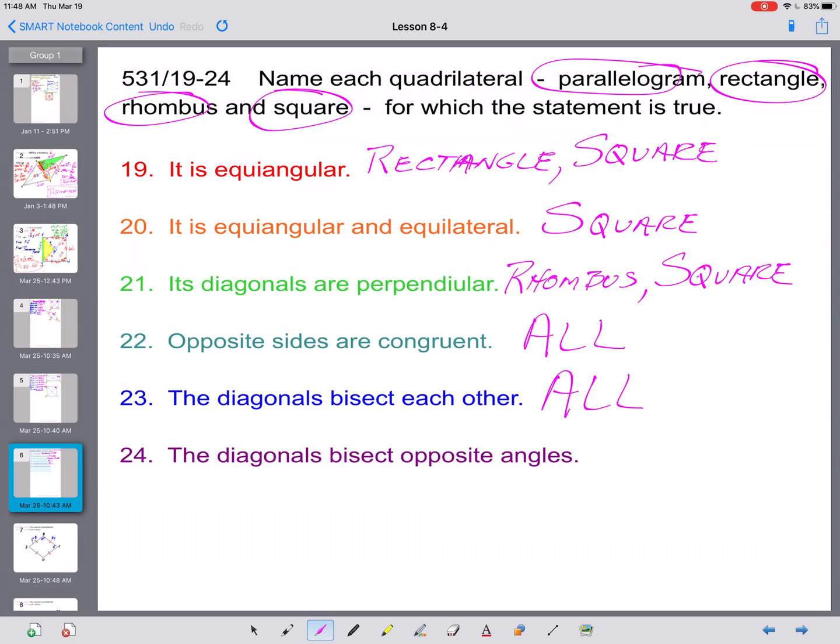Now, the diagonals bisect opposite angles. Think about the special properties. That last one, 24, is only true for a rhombus and a square. There we go.